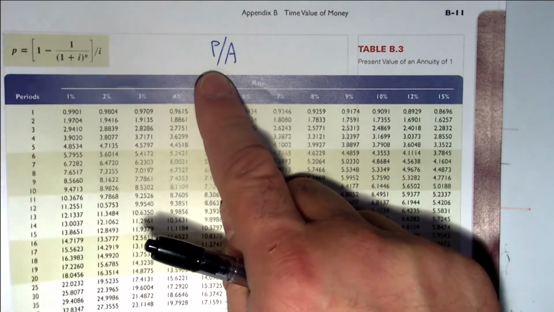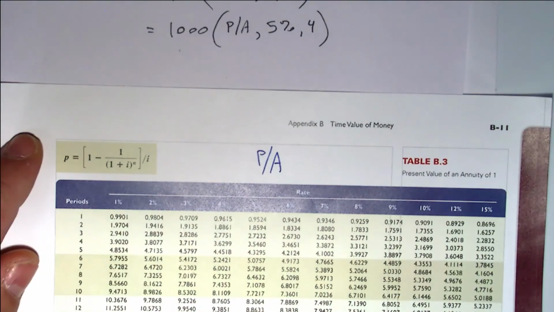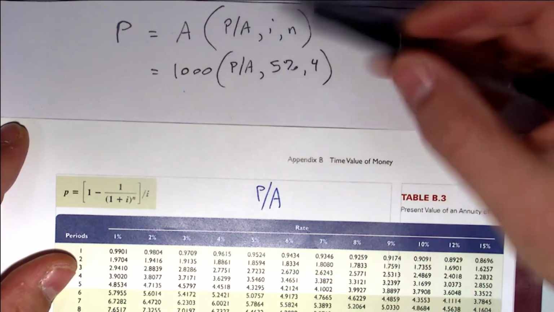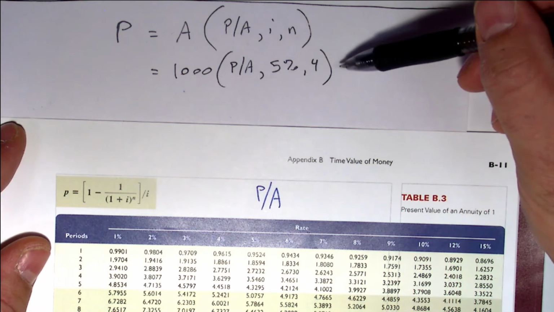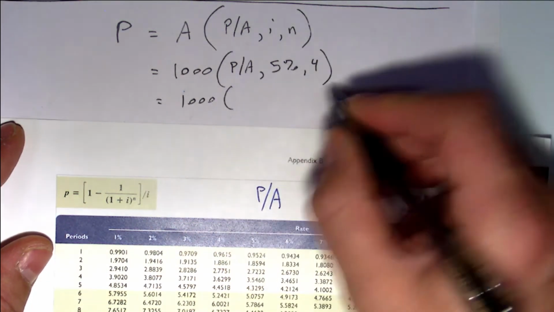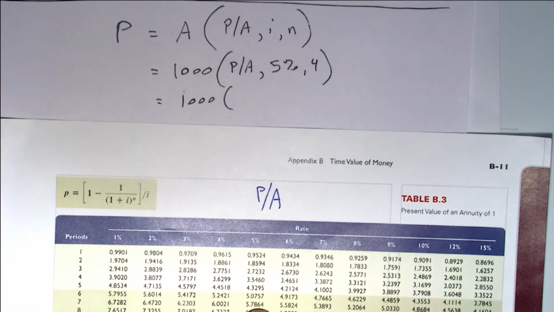So going back to this problem, our present value equals our annuity of 1,000 times P of A. Go to the P of A table, look in the column of 5% and the row of 4. What is the value that we're going to multiply by 1,000? What'd you get? Somebody? 3.546.